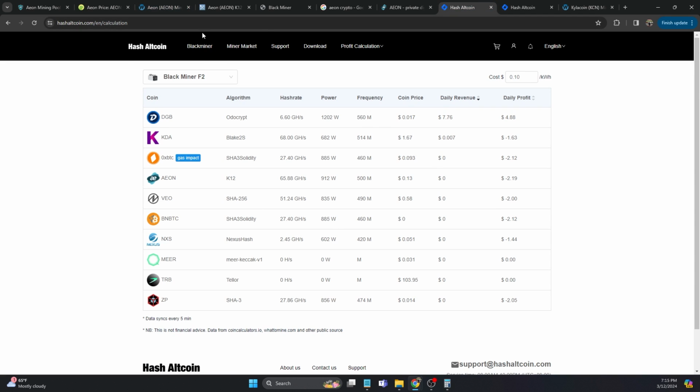If we head on over to Hash Altcoin's website, now they don't make FPGAs anymore. However, they still are maintaining the website and all the bit streams to be downloaded. And they maintain basically this chart that has kind of the most popular algorithm per FPGA, some of their different models here. We're going to go to the F2 and we're going to take a look at the K12 algo for Aeon. We can see it gets around 65 gigahash.